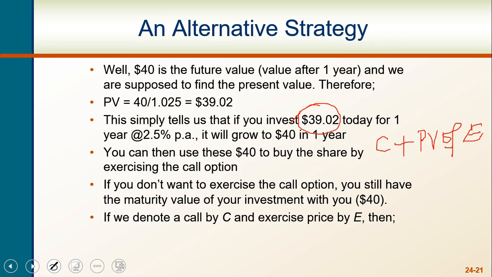Buy a call option and invest the present value of the exercise price. So you will see that here also written down at the bottom of the slide. This is the alternative strategy.